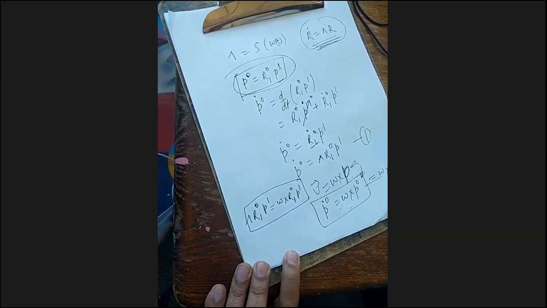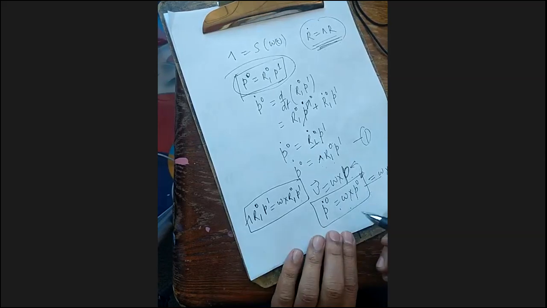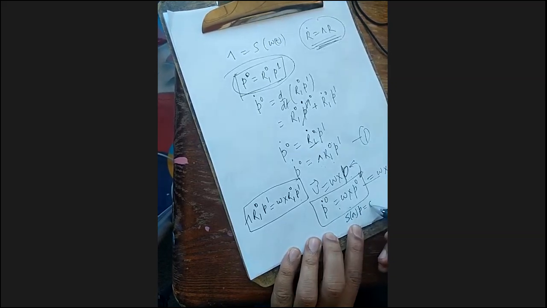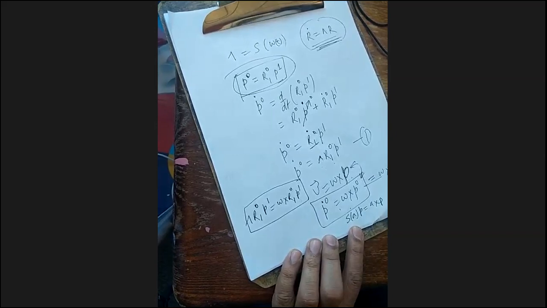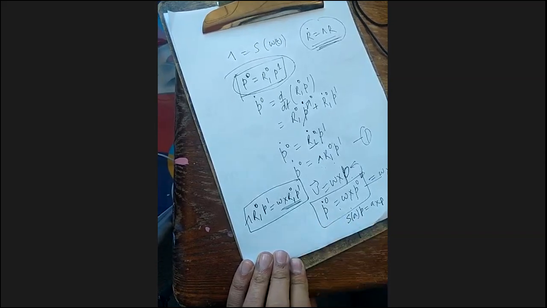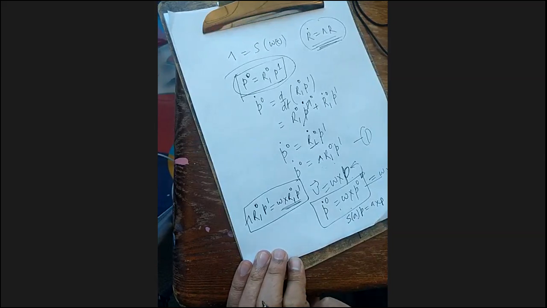So now I want to use one property here. Remember, we had this property, A P equals A cross P. So can you write this guy on the right hand side, how do you write it by using that? It would be omega.